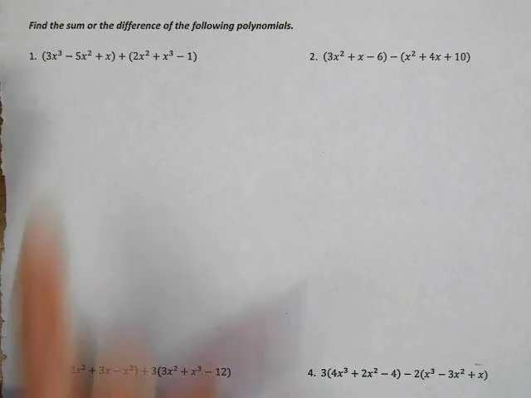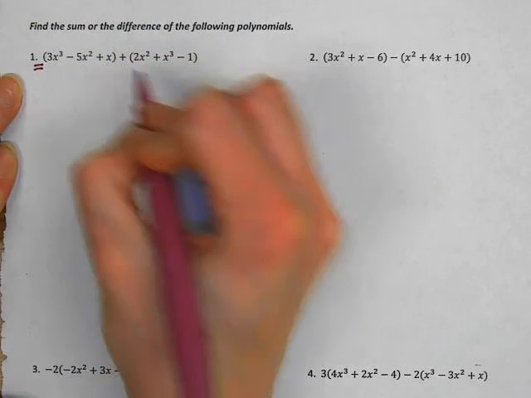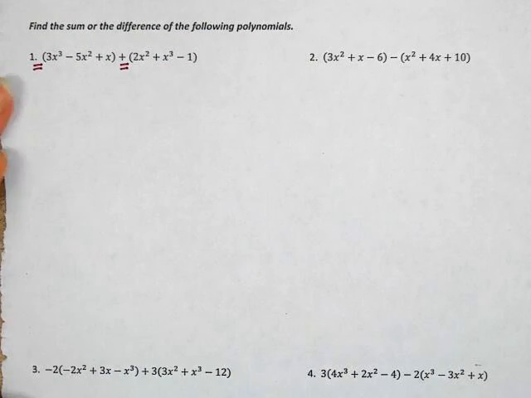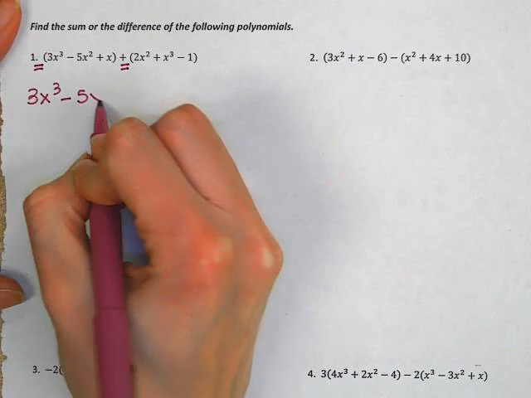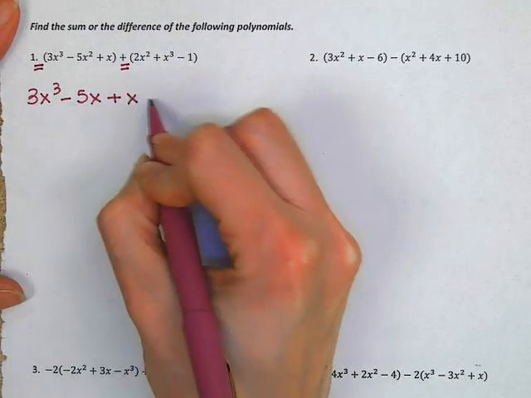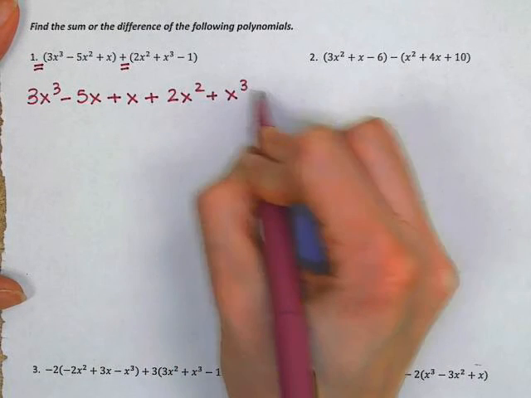Okay, so here's the trick. First, is there anything to distribute? And if you notice, there's nothing out front here, there's nothing out front here. So I'm just going to rewrite the problem, and I'm going to lose the parentheses, because if there's nothing to distribute, we can drop the parentheses.